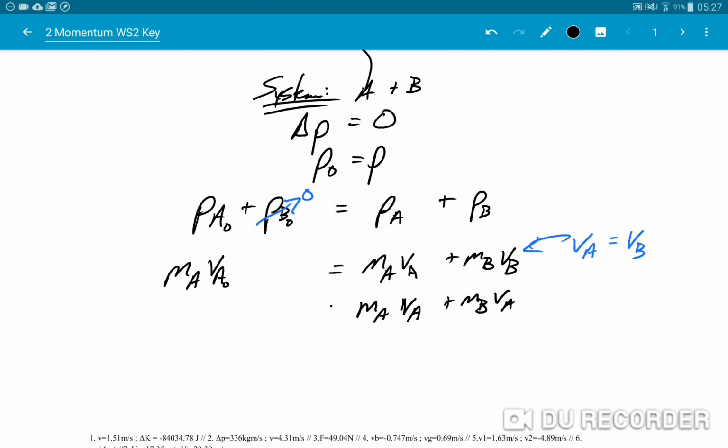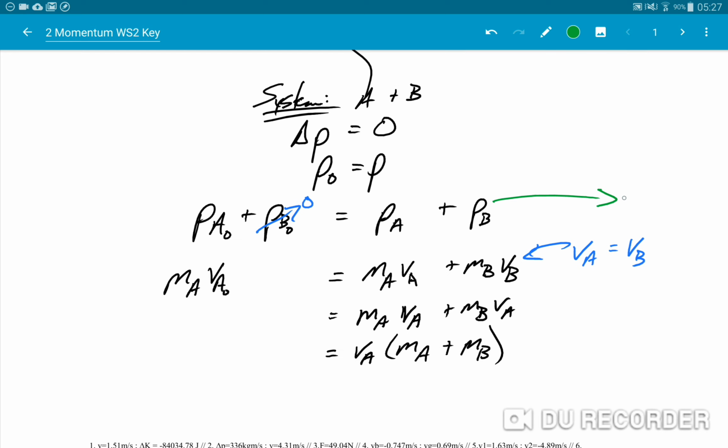Well, can I factor anything out here? Yeah, I can factor the velocity of A out, so now I just have the mass of A plus the mass of B times its velocity. Well, that's exactly the same as if, on the right hand side, instead of saying the momentum of A plus the momentum of B, what if I realized that they're going to be moving together, so it's the momentum of AB?